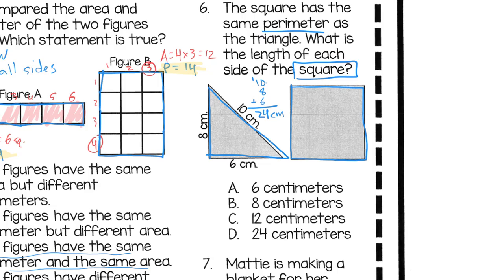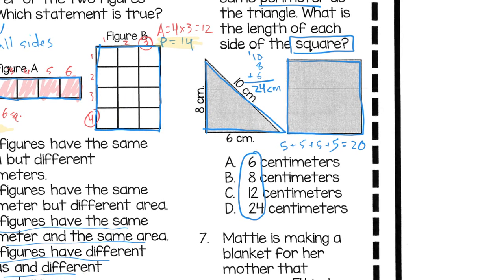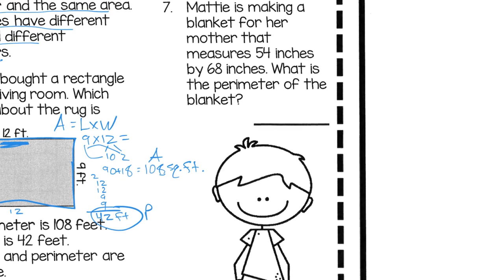For example, if I said maybe it was 5. Well, 5 plus 5 plus 5 plus 5, because there's 4 sides to a square, would be 20, so that's not quite the right number. So I'm going to let you figure out which of these numbers, if you add it 4 times, makes 24. Pause this video, and when you're ready, join me for number 7.